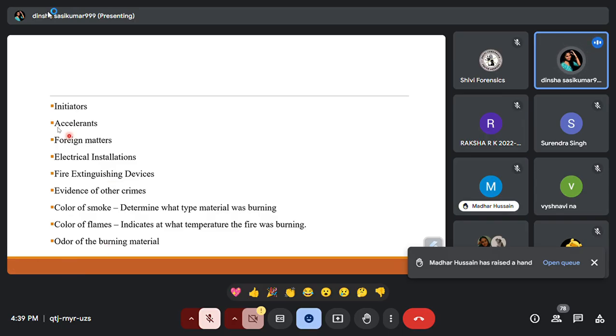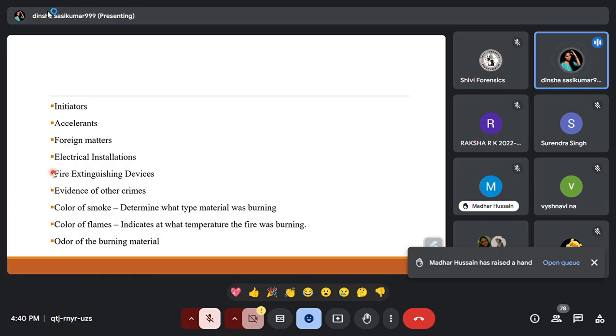Then accelerants, as we have mentioned, we have to check for the presence of any residues, that is ILR, ignitable liquid residues. We have to look for ILRs. Then foreign matters. There's a chance for the occurrence of foreign matters in the crime scene, so we have to look closely at the foreign matters present. Then electrical installations. Next one is fire extinguishing devices. Some criminals may tamper with the fire extinguishing devices. An arsonist usually tampers with this kind of device. So if they are found damaged, the malicious intent can be established.